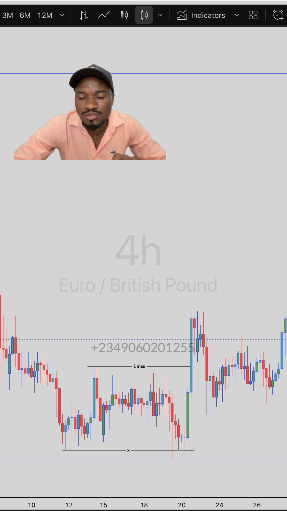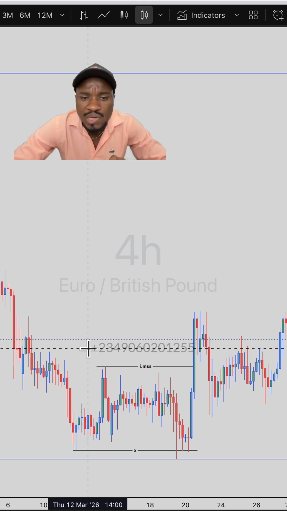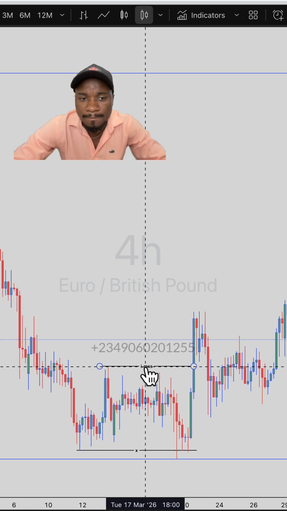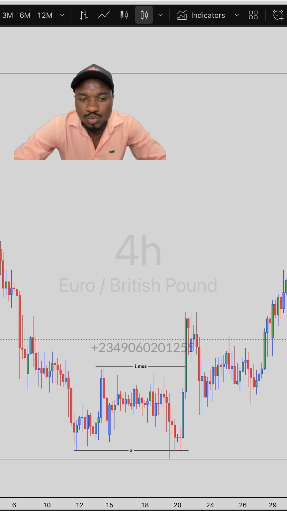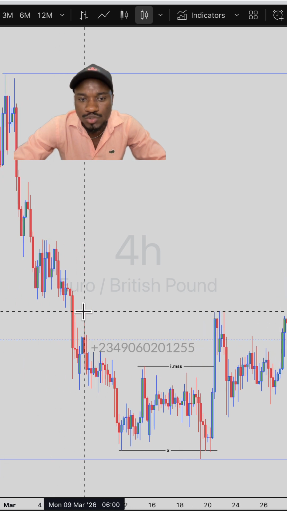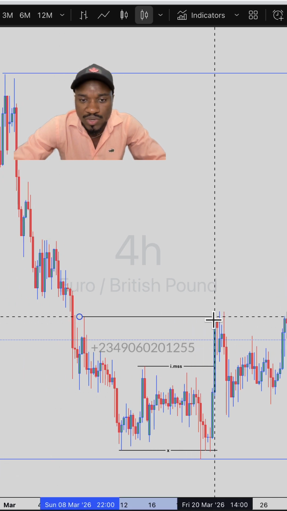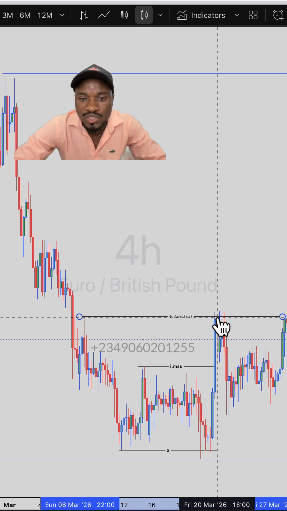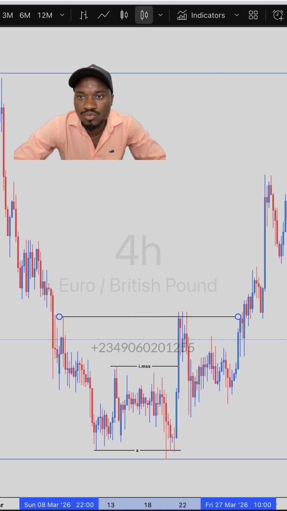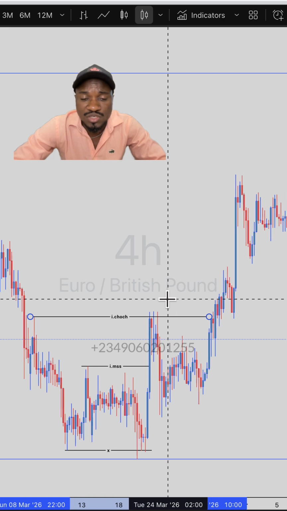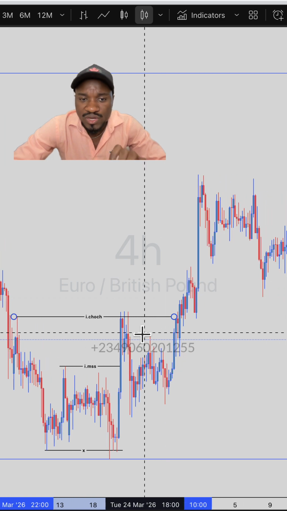That is technically wrong. Now we have our internal market structure shift right here, and the next low high swing in this market is the one right here. You can see we mark this low high swing right here. This is where we have our change of character, so we can mark it right now as our change of character.